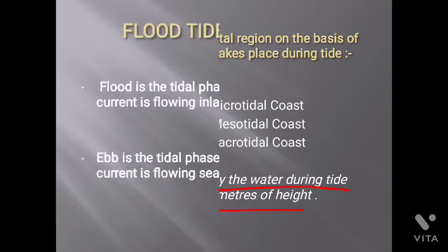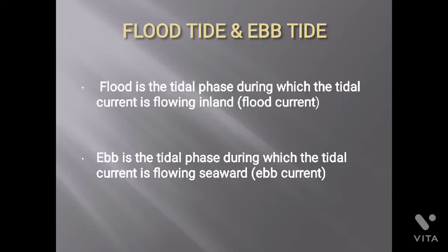Next, flood tide and ebb tide. Migration of tidal water from low water level towards high water level is called flood tide, and the migration of tidal water from high water level towards low water level is called ebb tide.